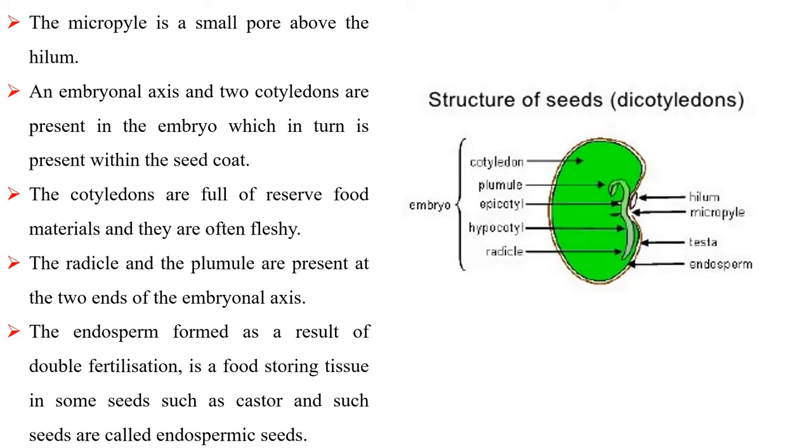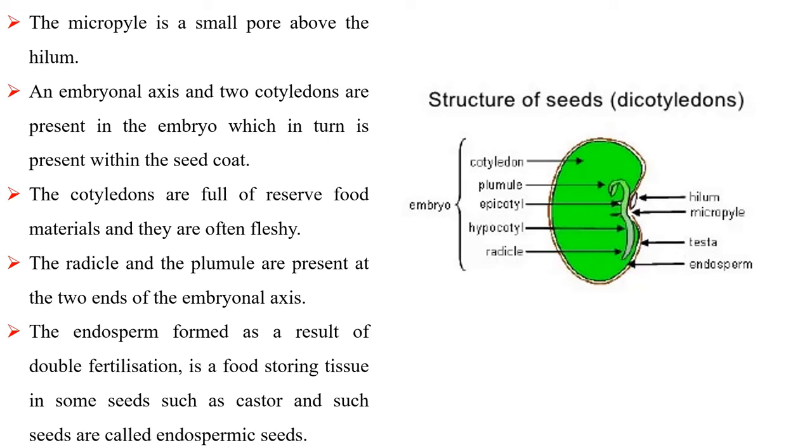An embryonal axis and two cotyledons are present in the embryo, which in turn is present within the seed coat. The cotyledons are full of reserve food materials and they are often fleshy. The radicle and the plumule are present at the two ends of the embryonal axis.